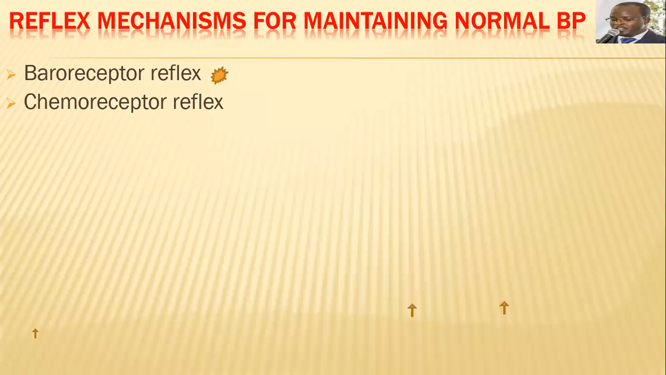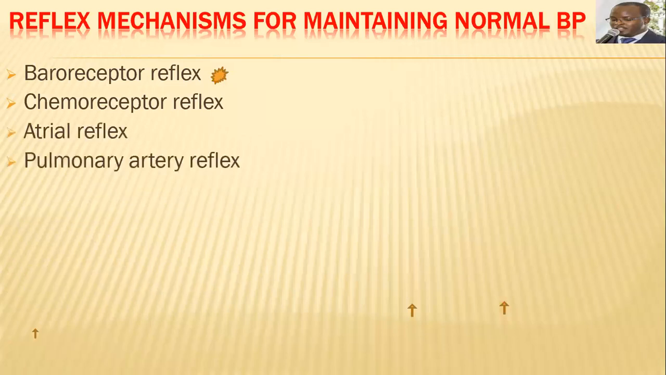So we have the baroreceptors, which are the most important when you're talking of regulation of blood pressure. Then you also have the chemoreceptor reflex. Then we have the atrial reflex and the pulmonary artery reflex. These are reflexes that are involved in blood pressure regulation. The most important is the baroreceptor reflex, then the chemoreceptor reflex, and to some extent the atrial reflex and the pulmonary artery reflex. The atrial reflex and the pulmonary artery reflex are called low pressure receptors. The baroreceptor is a high pressure reflex. The chemoreceptor is responding to chemicals, so it has got nothing to do with pressure.